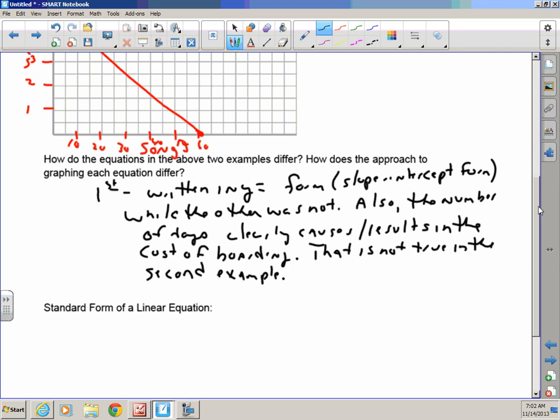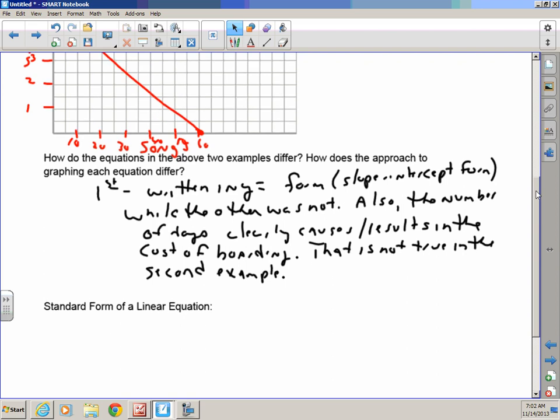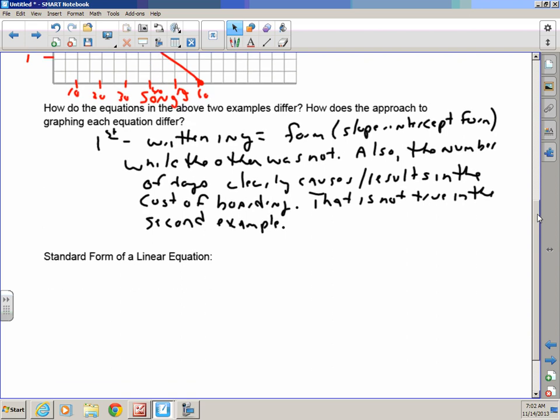Okay? So, in the first one, we graphed by making a table of values or using the slope and the y-intercept, while in the second one, we used the x and the y-intercepts. Well, that second equation is what's called the standard form of a linear equation.